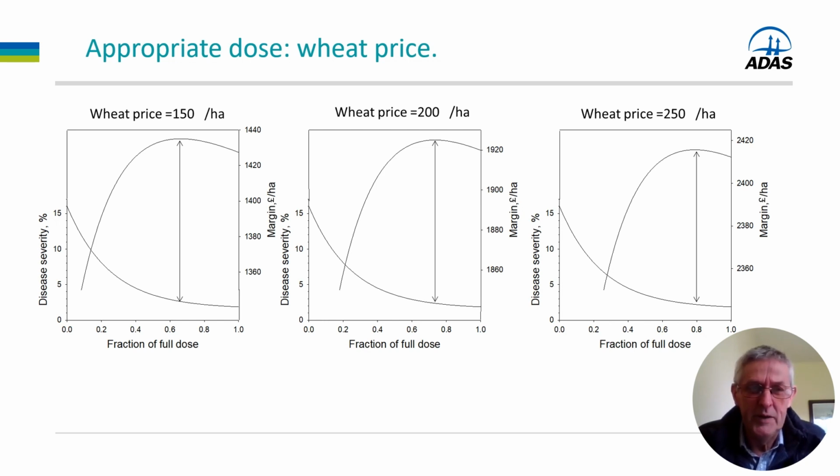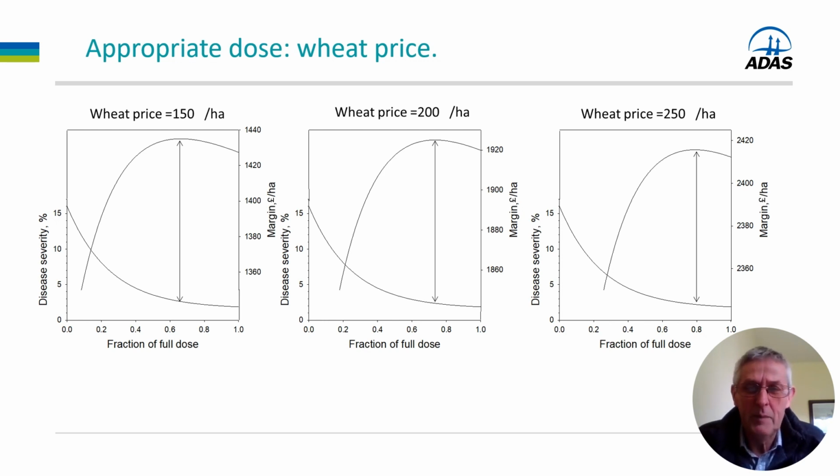So the first thing we can do is keep the dose response curve exactly the same and the fungicide cost the same, and vary the value of a tonne of wheat. And we see here on the right hand side, optimistically, a wheat price of £250. This should actually read per tonne. And on the left hand side, a wheat price of £150 per tonne.